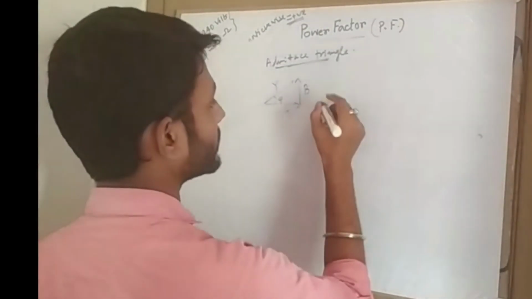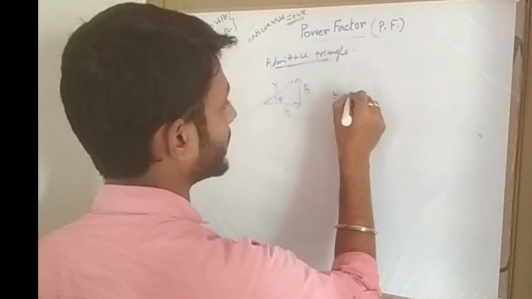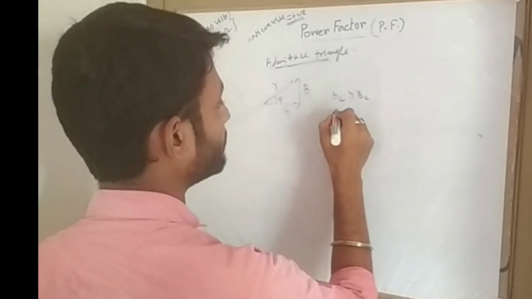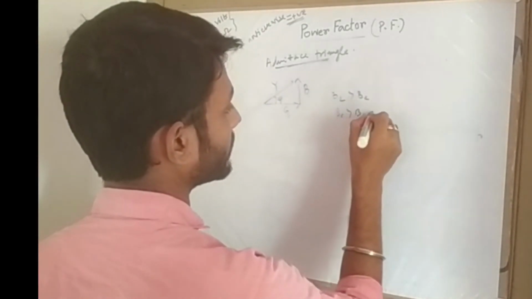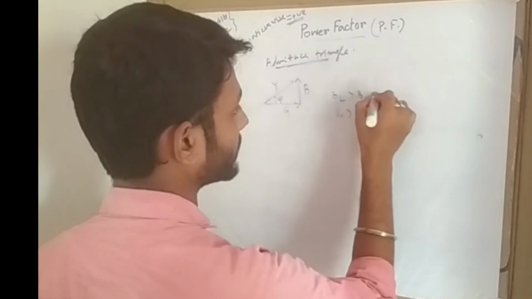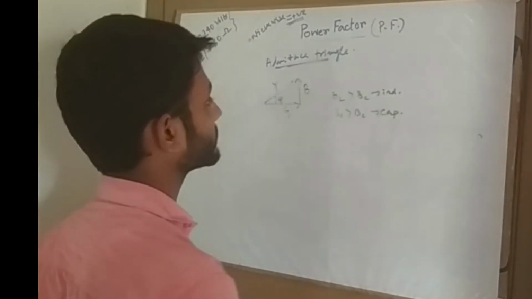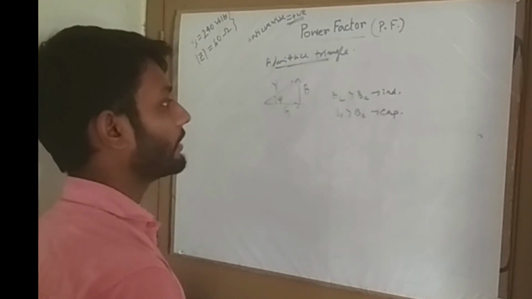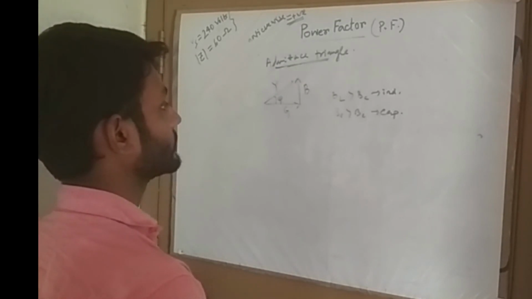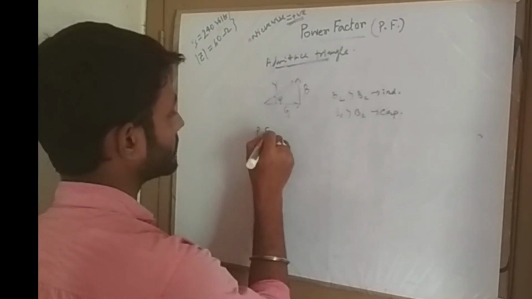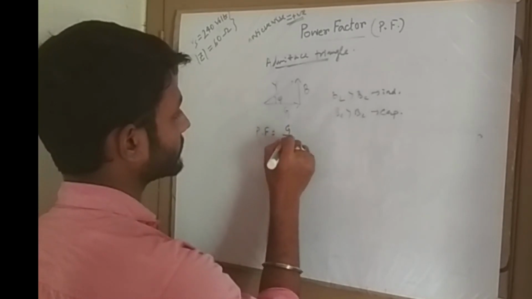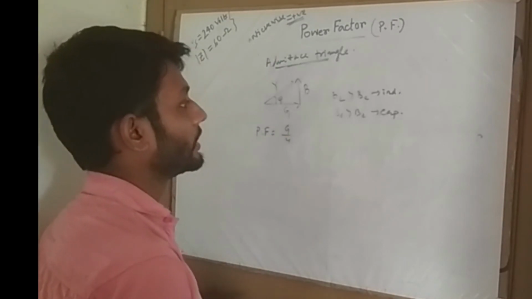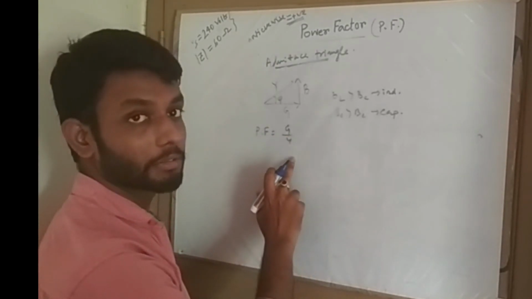Okay, if BL greater than BC, it will be inductive in nature. If BC greater than BL, then it will be capacitive in nature. Okay, from this admittance triangle also we can find out the power factor value. That is power factor equal to G by Y. Okay, remember this one.